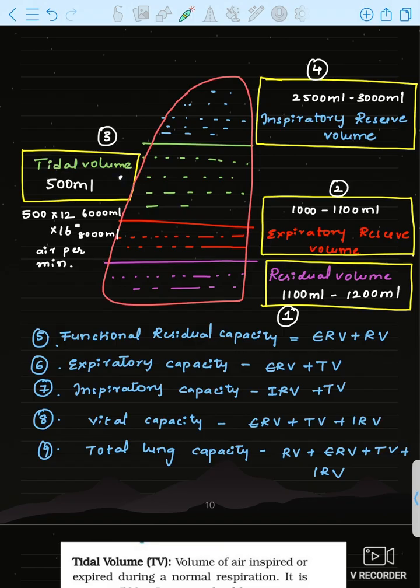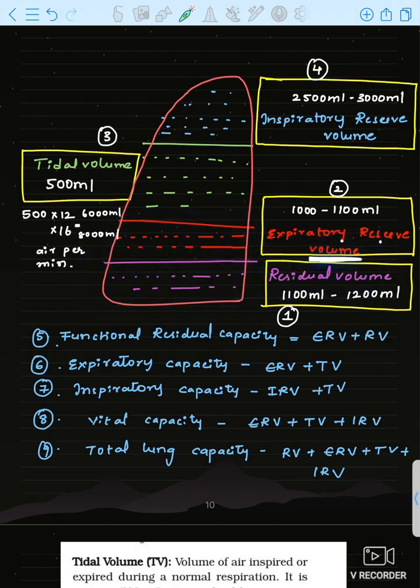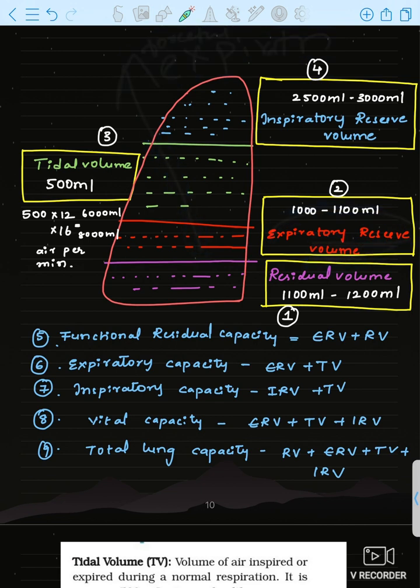See, this is normal inspiration and expiration. Generally, this expiratory reserve volume also will be present in the lung as residual volume only. Residual will never escape. But this expiratory reserve volume is there, no? If we do forceful expiration, what happens? This expiratory reserve volume will go out. Otherwise it will be in the lung only.